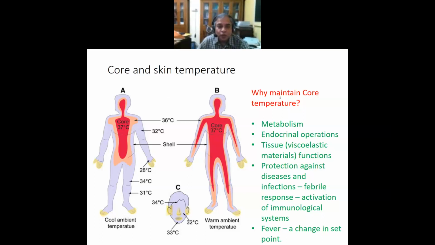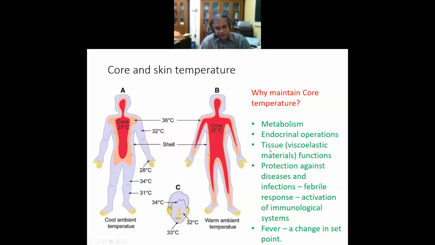So this core temperature, whatever the ambient temperature may be, whether it is summer or winter, whether it is Arctic region or desert region, remains more or less constant. That has been done by the design of the physiological system of the human being. But why maintain core temperature? The reason is metabolism depends on temperature, and endocrinal operations too, because metabolism consists of a number of chemical reactions, and endocrinal operation is also dependent on a number of chemical reactions. So these things are temperature dependent.